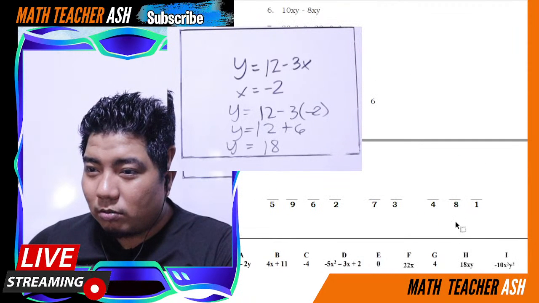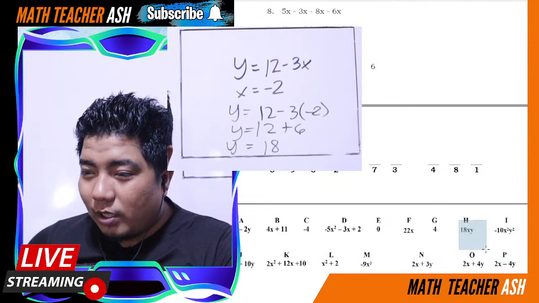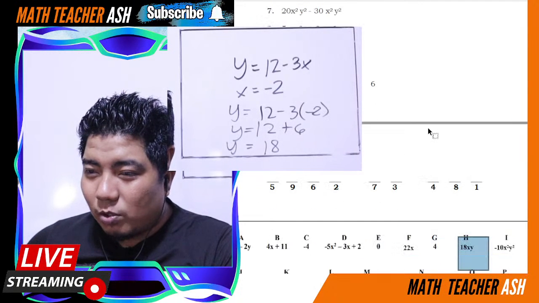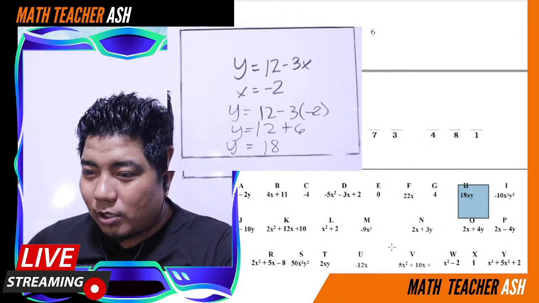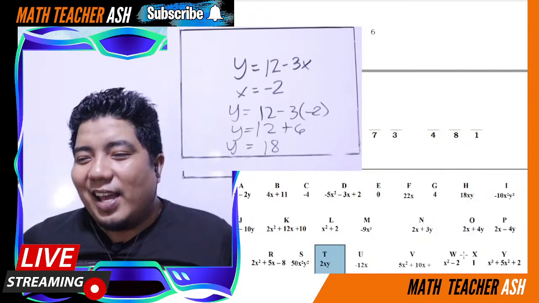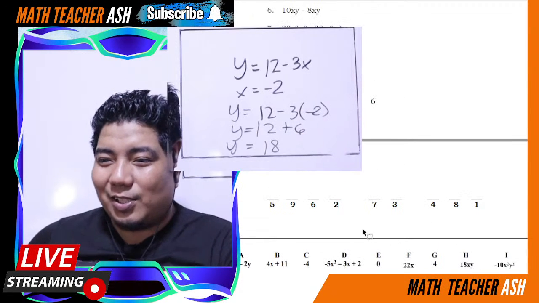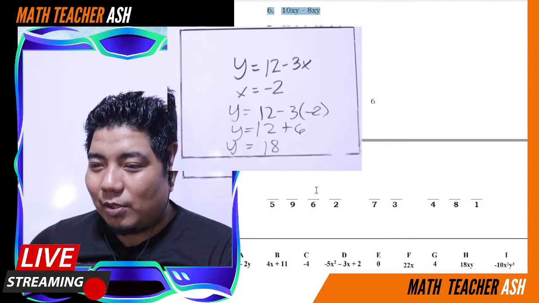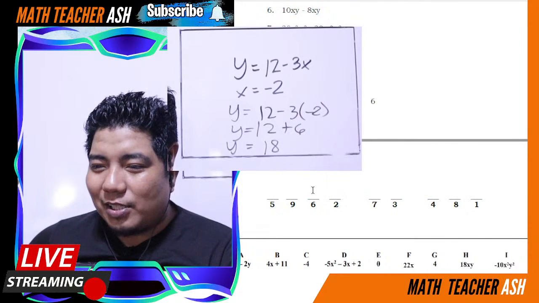18xy? Why 18xy here? 10 minus 8xy. It's not 18xy, it's 2xy. Oh my God. There, 2xy. Letter T. So this is number 6, right? So where is number 6 here? Here you will put letter T.